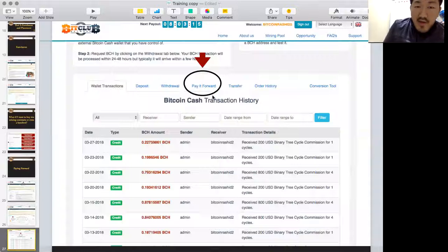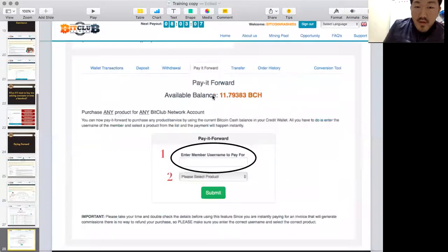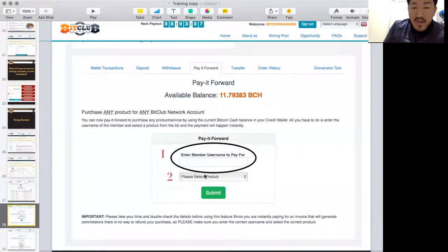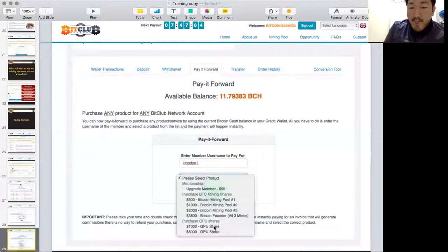When you click pay it forward, this will pop out. It'll tell you how much Bitcoin Cash you have in your account. And then all you have to do is enter the username that you want to pay for. So let's say you want to pay for that first account, which we named John Doe 1 just now. Then if you click on this tab here, please select product. This will pop up. You can pay the registration, and you can even pay for a founder.